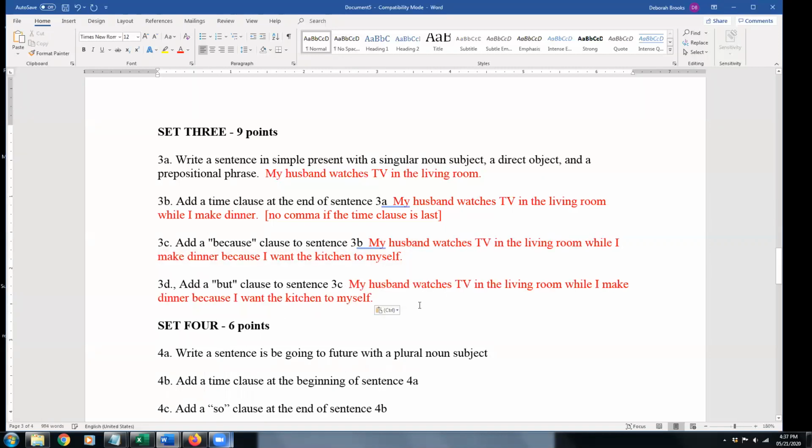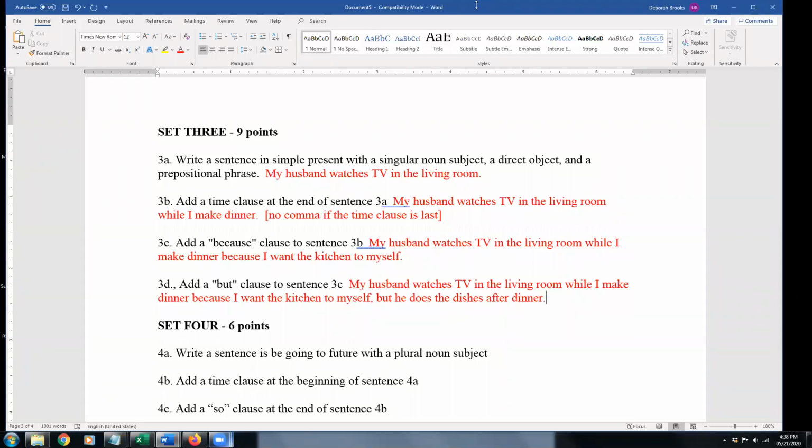But, now but has a comma. But has a comma. You added that time clause, no comma. When you add the because, there's no comma. When you add the but, there is a comma. So you're adding this but clause. My husband watches TV in the living room while I make dinner because I want the kitchen to myself, but he does the dishes after dinner.